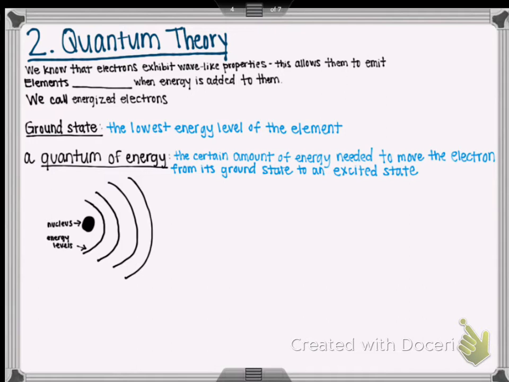Alright, next section on quantum theory. We know that electrons exhibit wave-like properties, and this allows them to emit light. So elements emit light when energy is added to them. We call energized electrons excited.